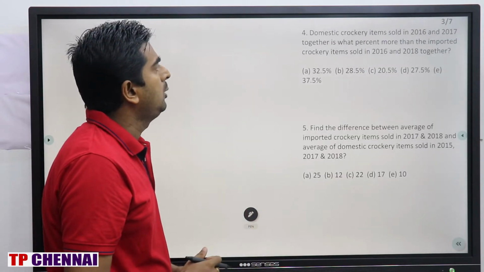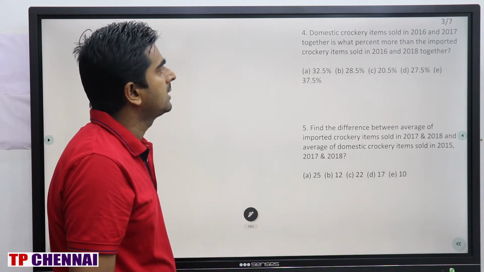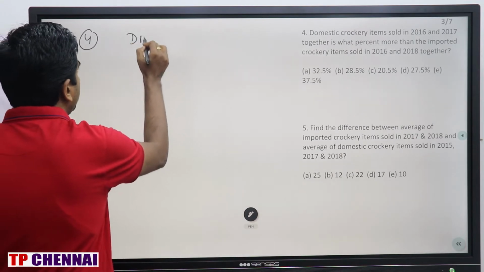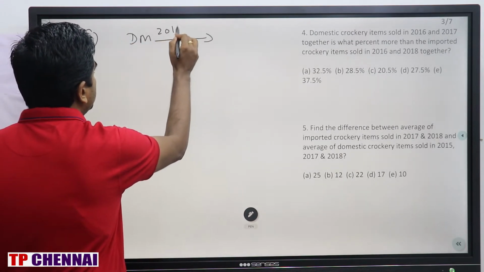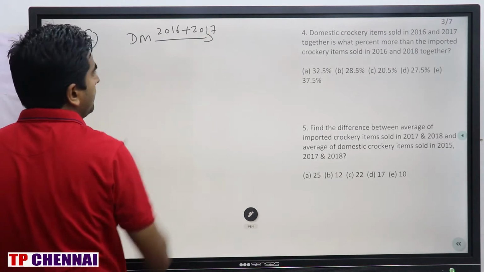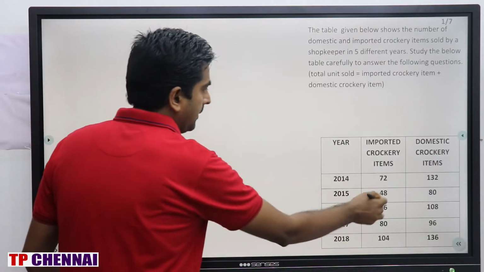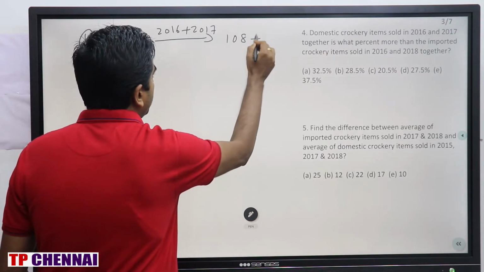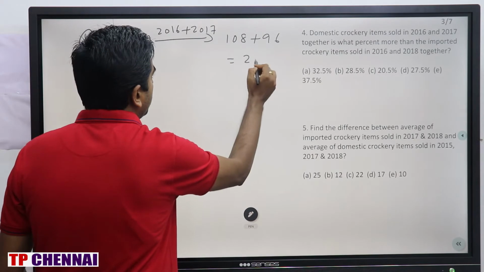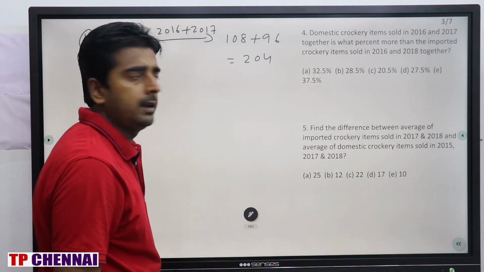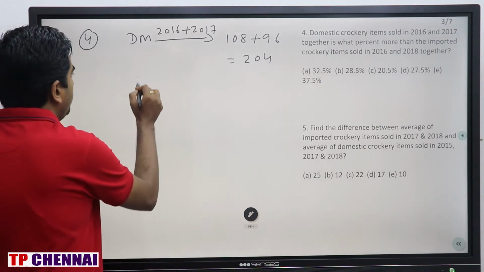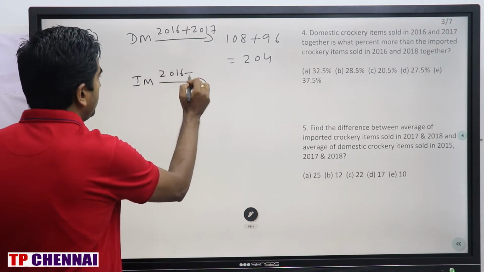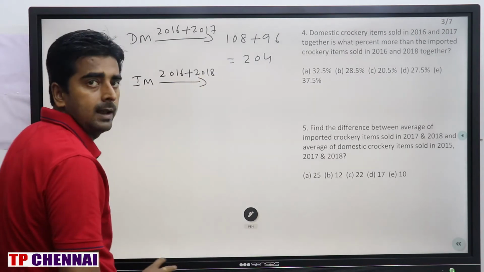Domestic crockery items sold in 2016 and 17 together is what percent more than imported crockery items sold in 16 and 18 together? So domestic in 2016 and 2017: 108 and 96. This is how much? 204. And then imported in 16 and 18.